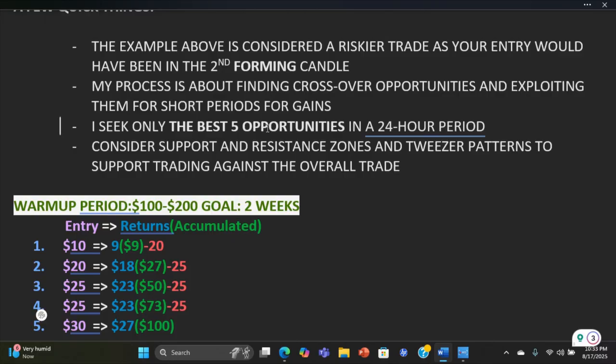So again, I look for the 5 best opportunities in the 24-hour period. You don't have to do all this in one sit down. You can space it out. You can find the time of day that works best for you. So that's the purpose of the demo.